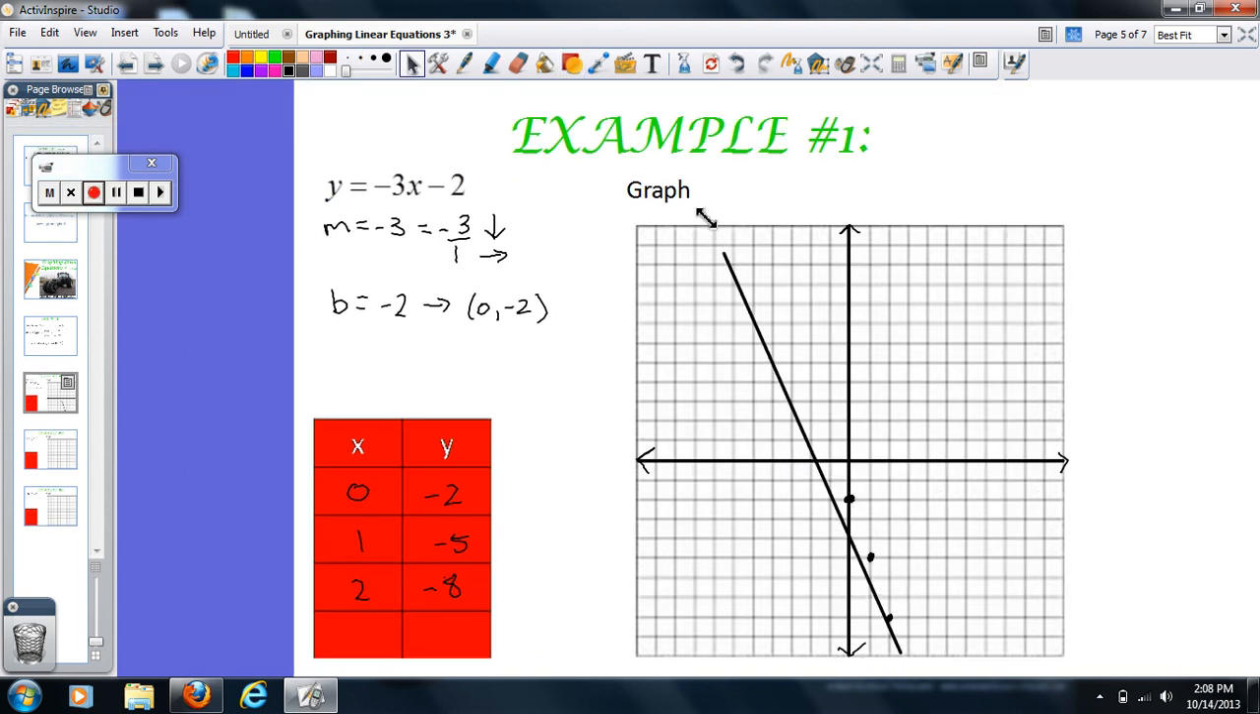And I'm going to extend this all the way up. Put my arrowheads on it. And I'm going to label my points (2, negative 8). This is (1, negative 5). And this is (0, negative 2). And here's my graph. Okay.